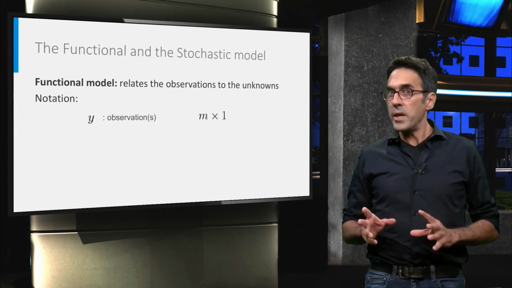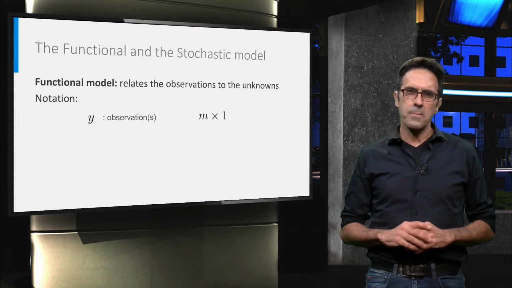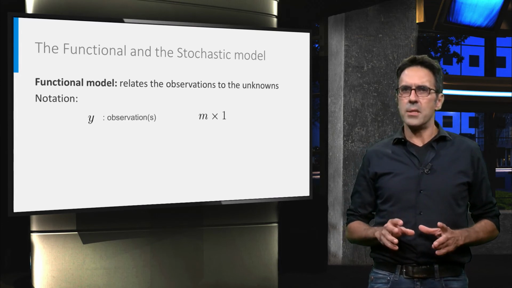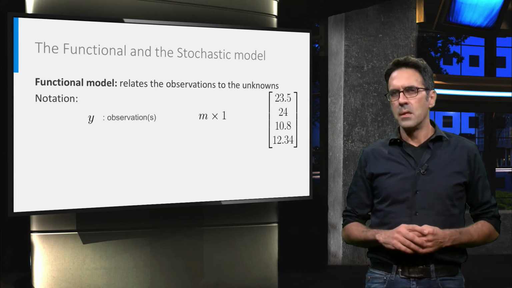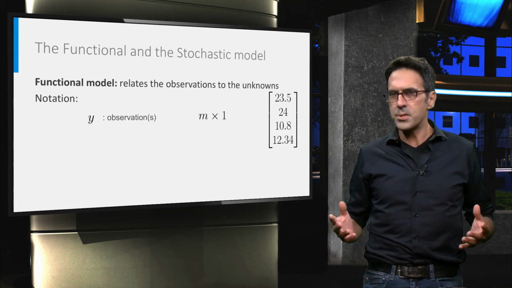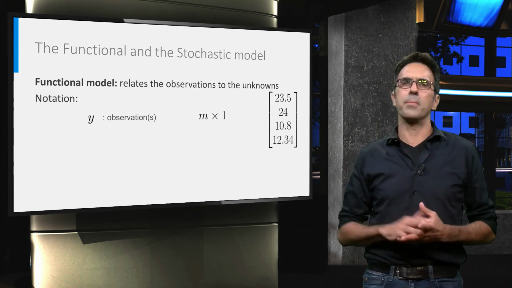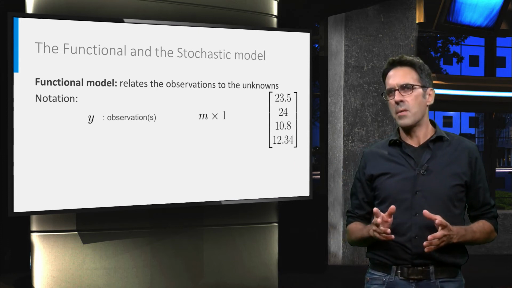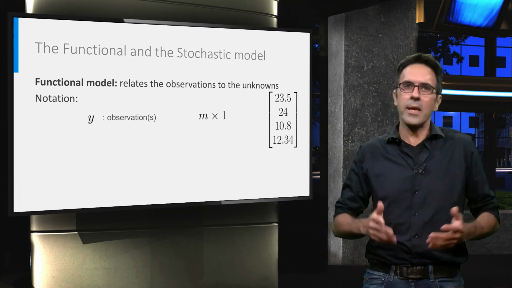Now, there are two ways in which we can deal with observations. One way is that we treat them as a list of numbers. If the measurements have already been taken, they are nothing more than a bunch of numbers organized in a vector, as in this example. These numbers are by definition deterministic. They cannot change anymore.